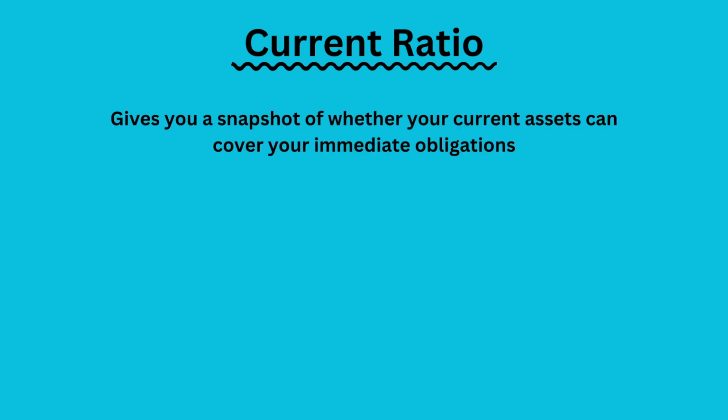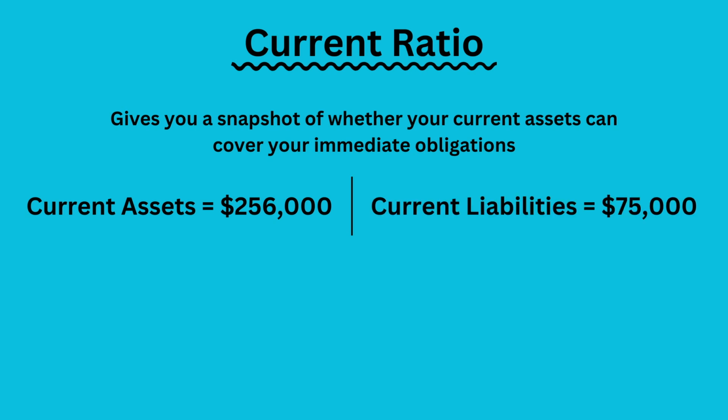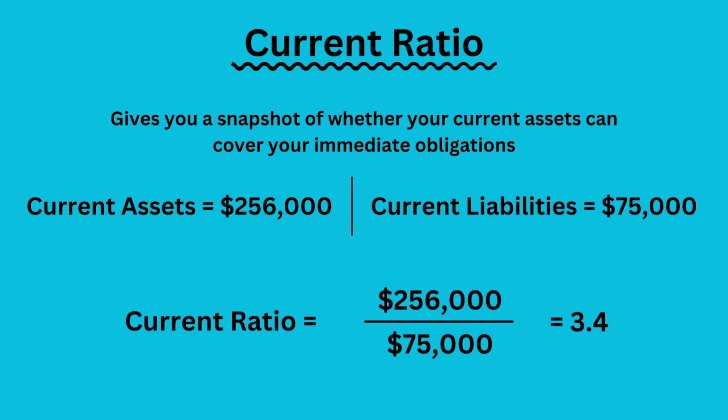Next, we have our current ratio, calculated as current assets divided by current liabilities. This ratio gives you a snapshot of whether your current assets can cover your immediate obligations. For that reason, a healthy current ratio is anything over 1. Since Pete's Coffee Shop has current assets of $256,000 and current liabilities of $75,000, it has a current ratio of 3.4. Well above the benchmark of 1.